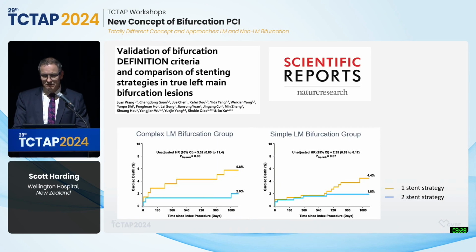This has subsequently been validated in left main, and you can see that in the complex left main bifurcation group, a two-stent strategy was significantly better.